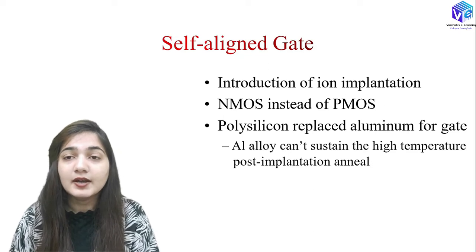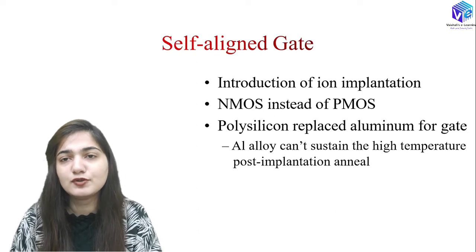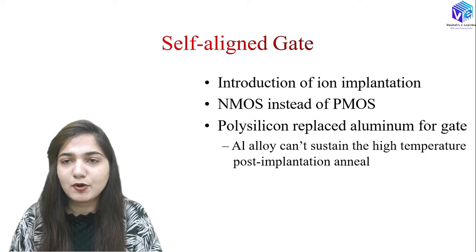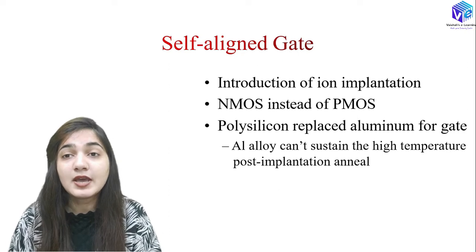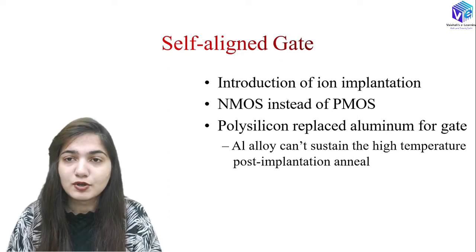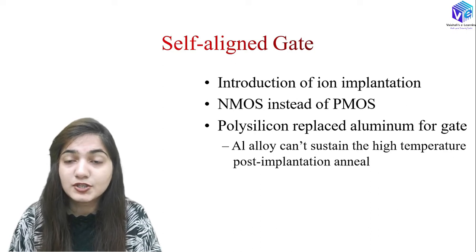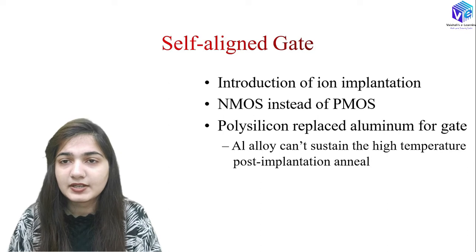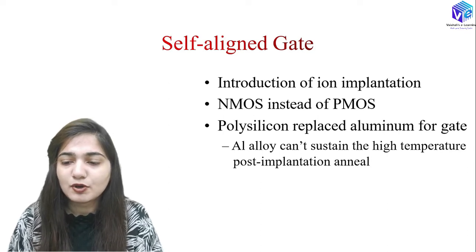So here we are going towards the ion implantation. Instead of diffusion we are moving towards the ion implantation here, and now we are using the NMOS instead of PMOS. Right, I told you in the history that firstly we were using the PMOS, but then we moved towards the NMOS. One reason was the high speed associated with the NMOS, and the second reason is that we can have the ion implantation for the NMOS, and we can have the self-aligned gate with the NMOS.